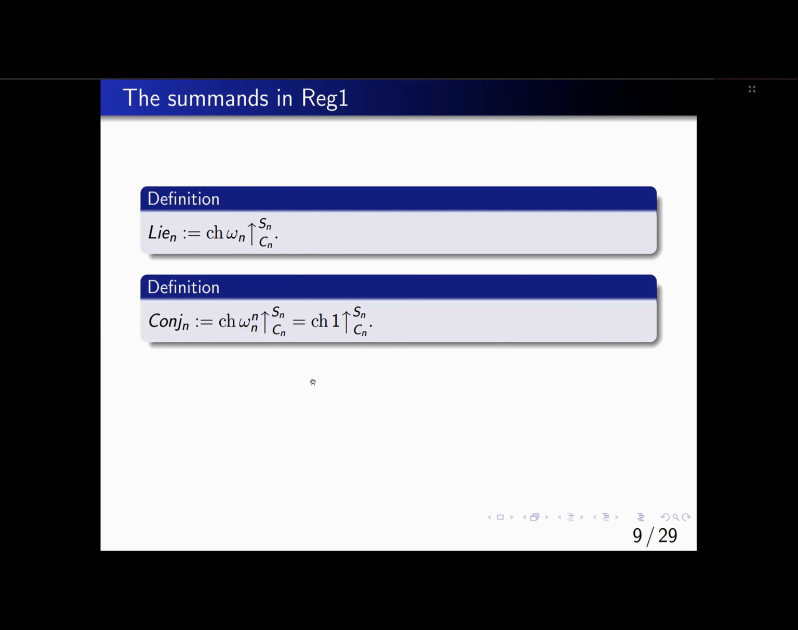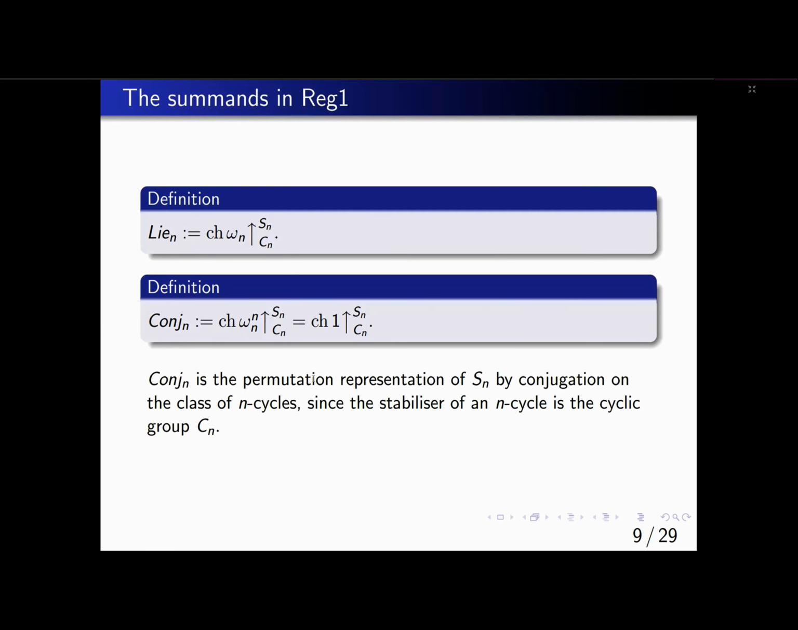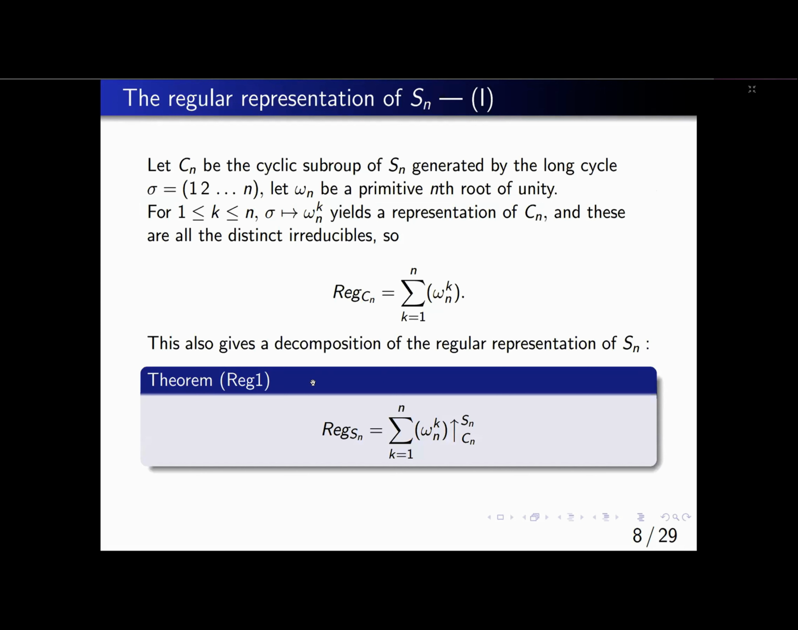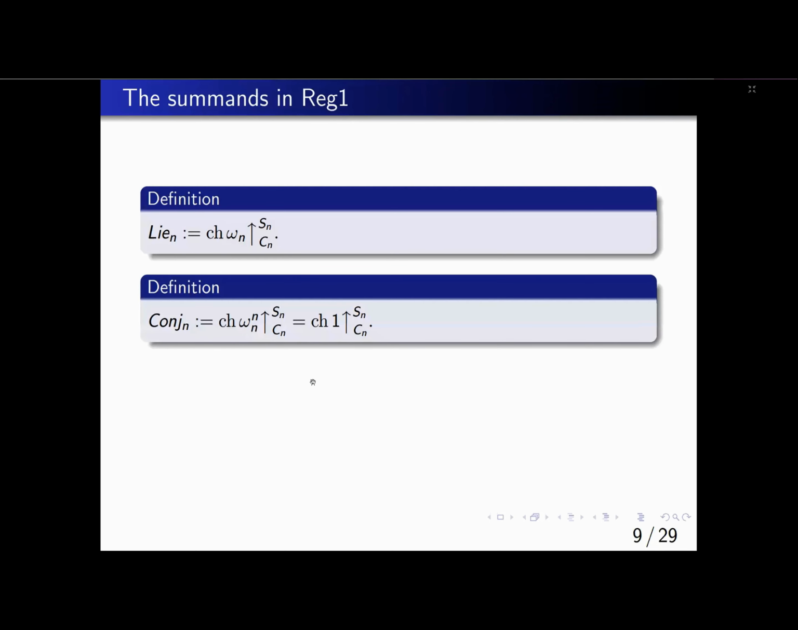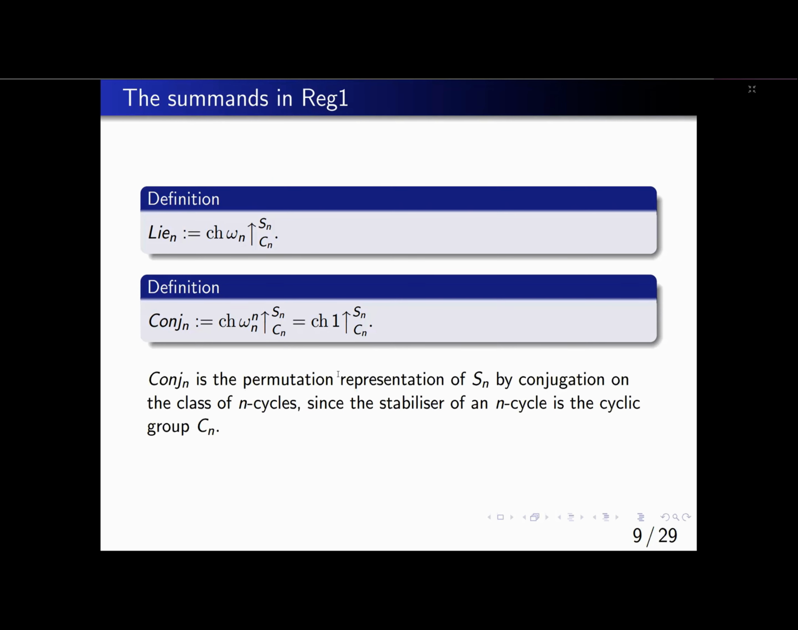And at the other end, if I go back here, the k equals 1 case is the Lie representation, and the k equals n case is the representation that I'm calling Conj subscript n, which I know is an awkward sort of thing, but there are too many C's. This is just a permutation representation, where S_n is acting by conjugation on the class of n-cycles.